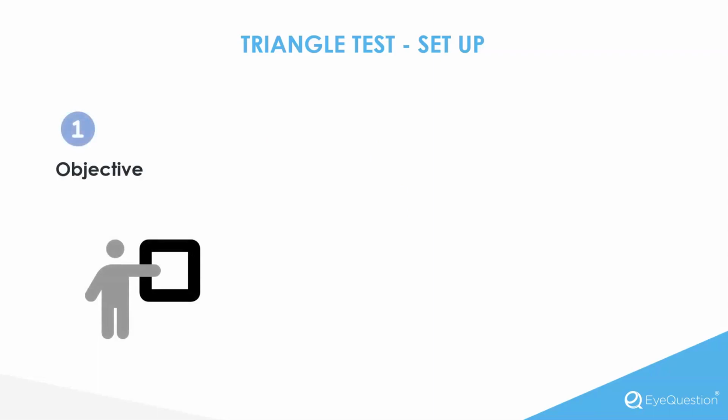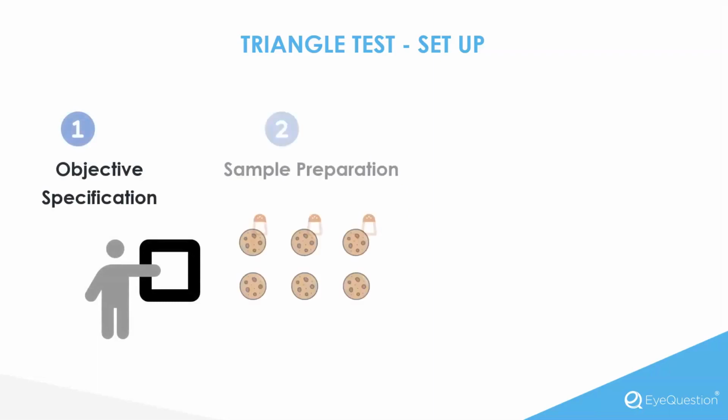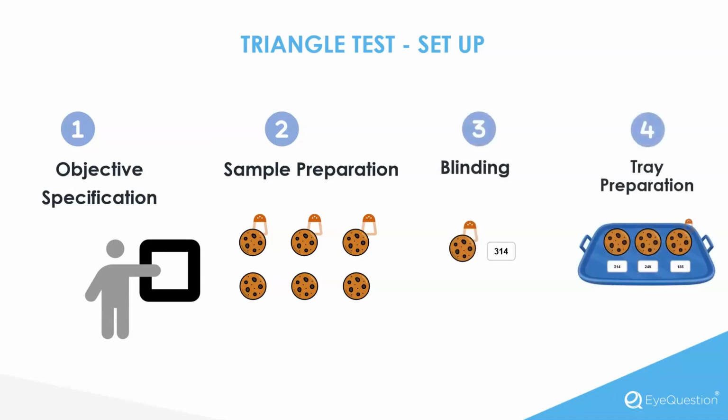To set up your triangle test, first define your objective. Following that, you can proceed to prepare your sample and apply a blinding label to the products. Finally, you must arrange each sample in the proper sequence for a panelist to taste the product, ensuring that each panelist tastes the sample in a separate order.